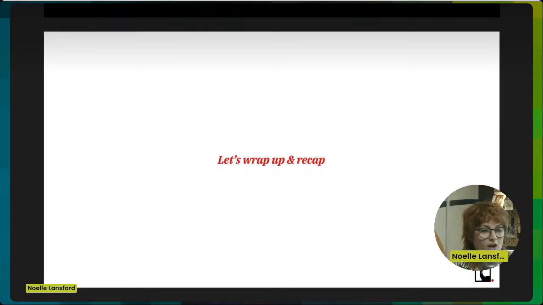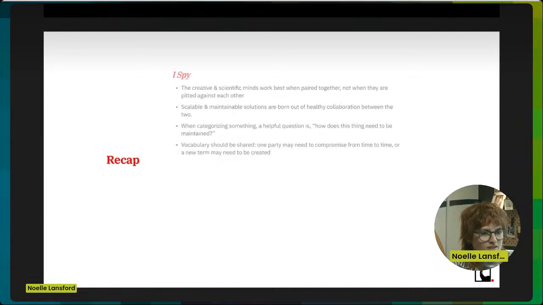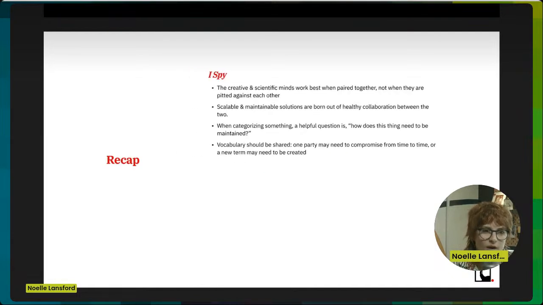Okay, a quick recap. I know we're coming up on time here, so we will wrap this up. What we learned from I Spy is that the creative mind and the scientific mind work best when paired together rather than pitted against each other. Scalable and maintainable solutions are born out of healthy collaboration between the two. And when categorizing something, a helpful question is, how does this thing need to be maintained? Vocabulary should be shared. One party may need to compromise from time to time, or a new term may need to be created.